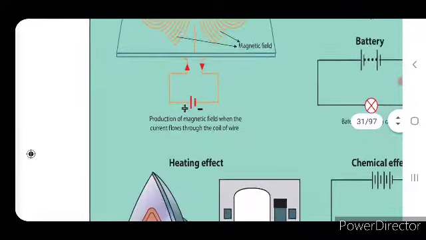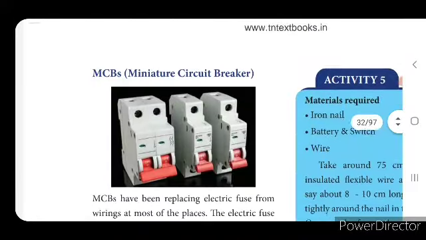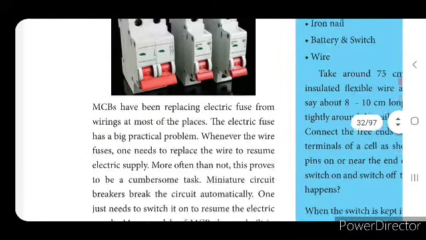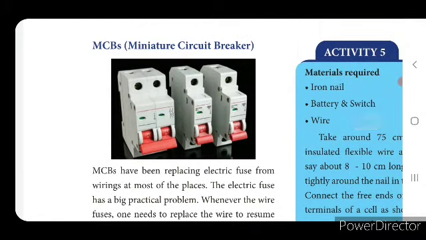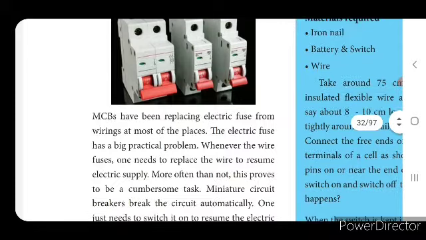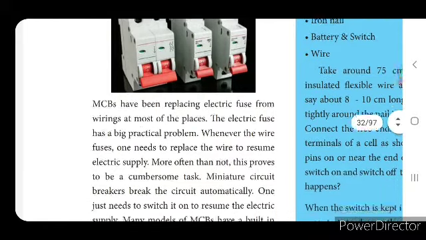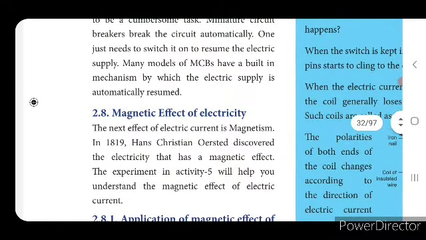Now we have seen the heating effect. The next one is MCB, miniature circuit breaker. This is also nowadays used in AC and all. Automatically, if there is a high voltage, it will shut down.